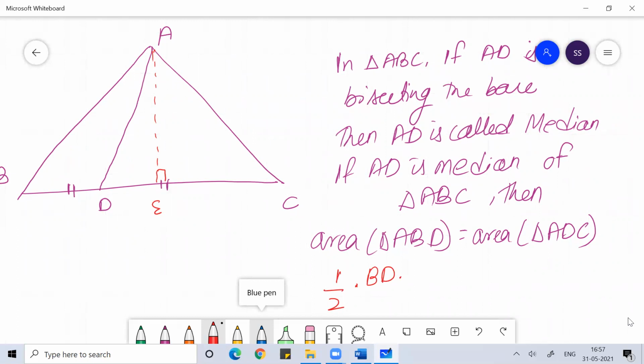And what is the height, sir? BD into height is AE only. Remember that in case of an acute angle triangle, the orthocenter means where all the altitudes meet. Or where the altitude of an acute angle triangle will lie outside only. Orthocenter will lie outside only.